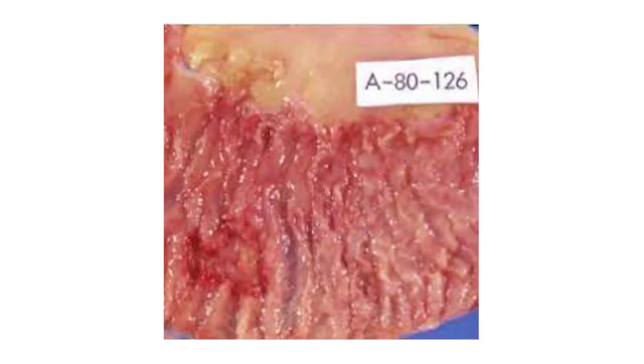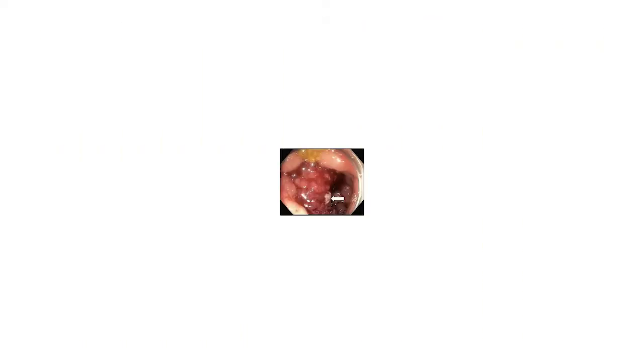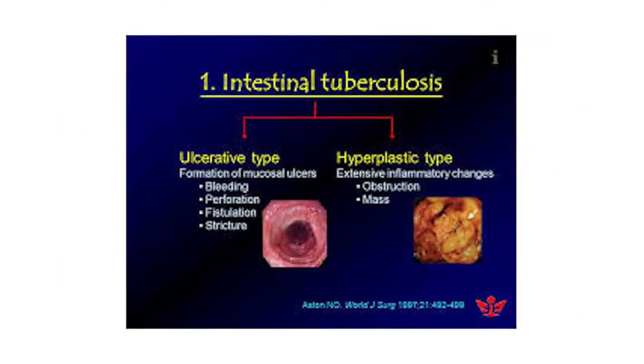Dear students, the image you are seeing on your screen is ulcerative tuberculosis. This is another image of ulcerative tuberculosis. This is a picture of the small intestine, jejunum and ileum. Ulcerative tuberculosis of the intestine is there. Now the image shows intestinal tuberculosis, ulcerative type and hyperplastic type. There are two types of intestinal tuberculosis, ulcerative and hyperplastic. In the ulcerative type there is formation of mucosal ulcers, and clinical features are bleeding, perforation, fistulation and stricture. In the hyperplastic type of intestinal tuberculosis, extensive inflammatory changes are there, and obstruction and mass are present.